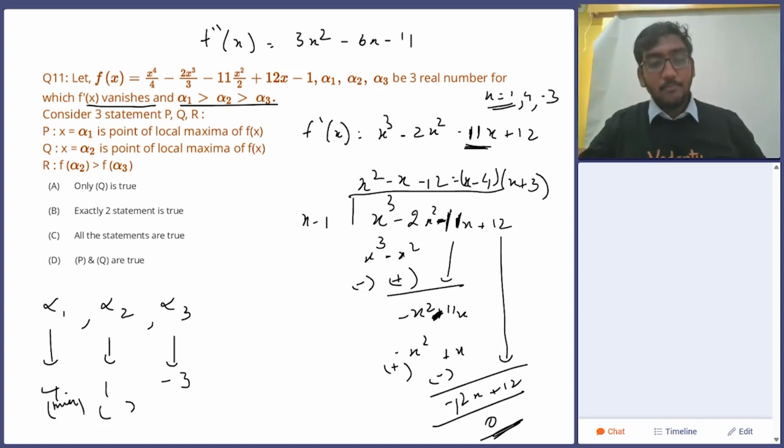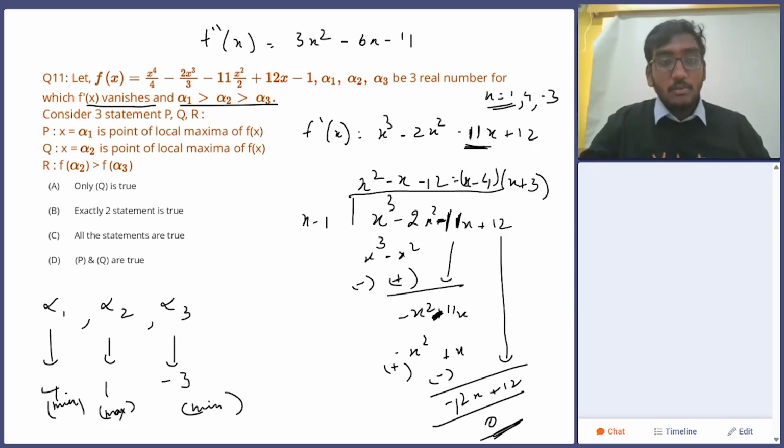What about alpha 2? F double dash 1 will be negative now, so it will be a point of maxima. What about alpha 3? When you put minus 3, again it is positive. That means it's a point of minima. So x is equal to alpha 1 is a point of local maxima. Is that correct? No, it's actually a point of local minima.